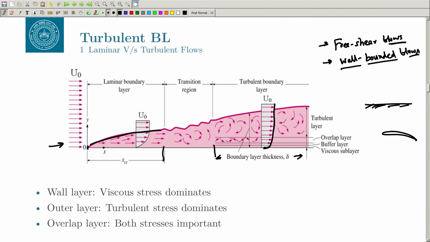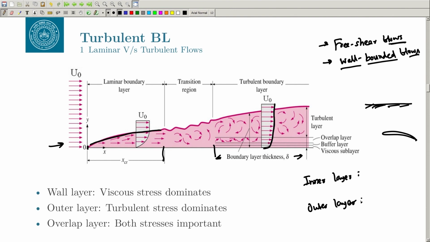You can divide that profile into two parts. One is the inner layer, another is the outer layer. The inner layer is the region where the viscous effects are important, or the viscosity is important.